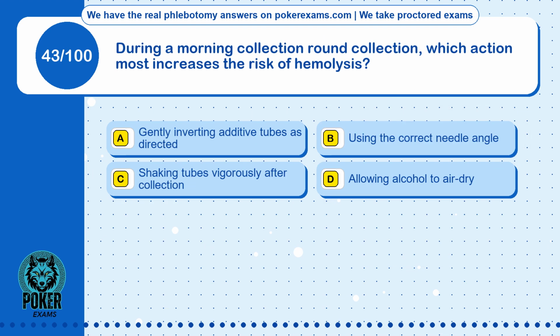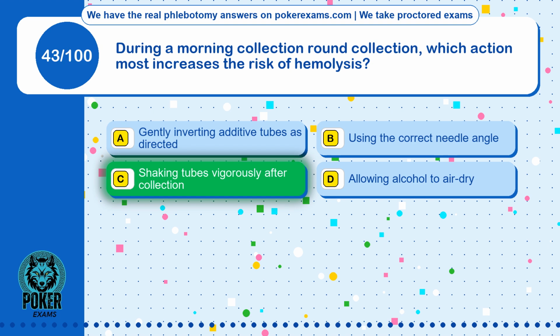Question 43. During a morning collection round, which action most increases the risk of hemolysis? Option A. Gently inverting additive tubes as directed. Option B. Using the correct needle angle. Option C. Shaking tubes vigorously after collection. Option D. Allowing alcohol to air dry.